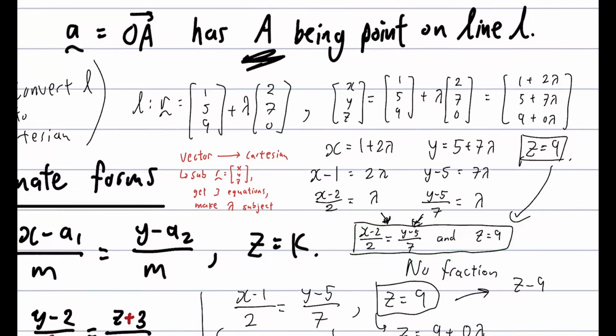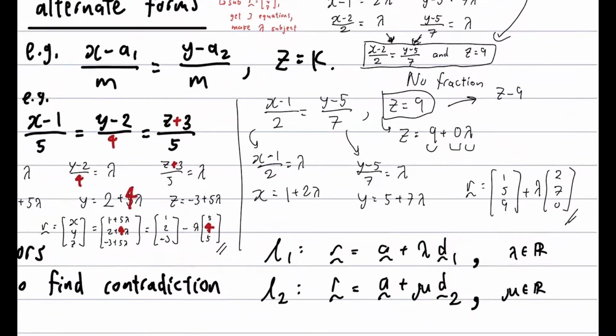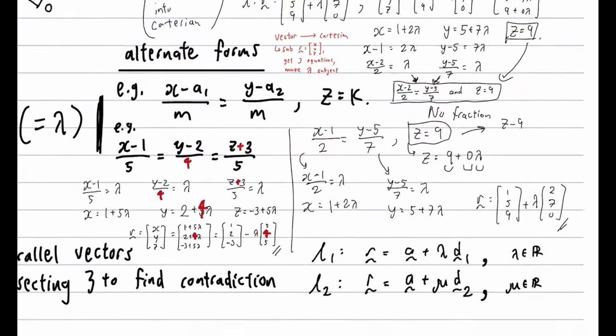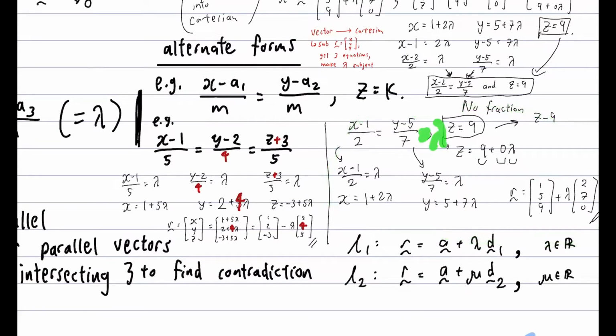Then, of course, the other direction. Do you need me to write down a procedure? Don't need, I think this one is obvious. You just have to equate them to lambda, then solve for x, solve for y. This one is a bit special: you must add on 0 copies of lambda for z. Okay, moving on. The 3 forms of vector equation are done already.